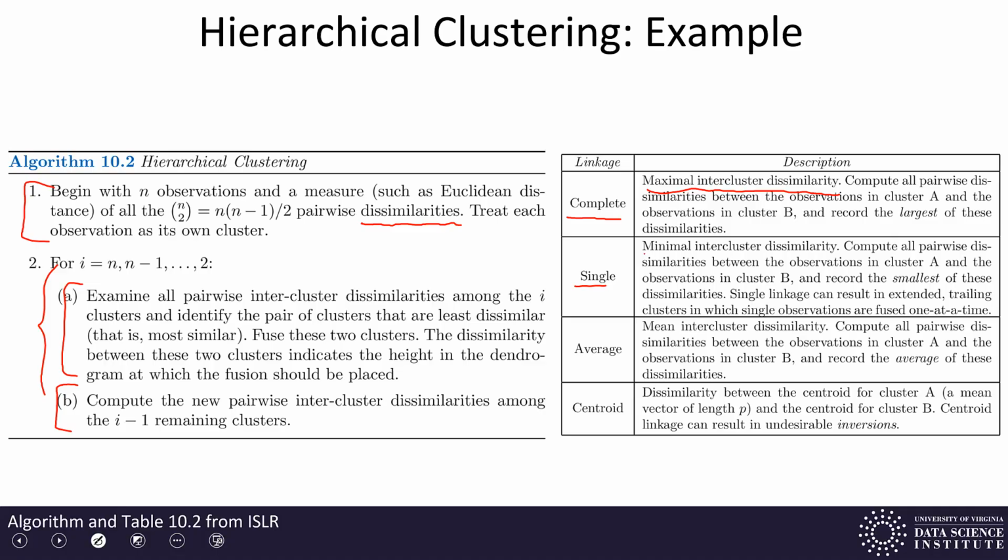Single would take the minimal intercluster dissimilarity. So we would just take the smallest or the closest pairs of points between our 2 clusters. The average is just the average distance between points, and the centroid would be the distance between these centroids, right? Distance meaning whatever form of similarity we're using.